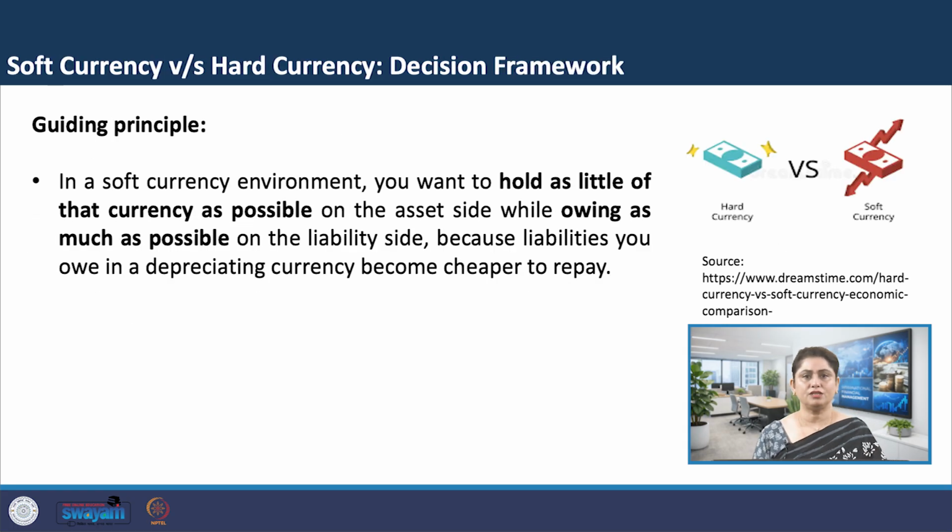The underlying logic of the entire framework can be stated as two guiding principles, one for each currency environment. In a soft currency environment, you want to hold as little of the currency as possible on the asset side while owing as much as possible on the liability side. The reason is that the liabilities you owe in a depreciating currency become cheaper to repay over time, so you are deliberately creating a situation where your losses on the asset side are offset or more than offset by your gains on the liability side.